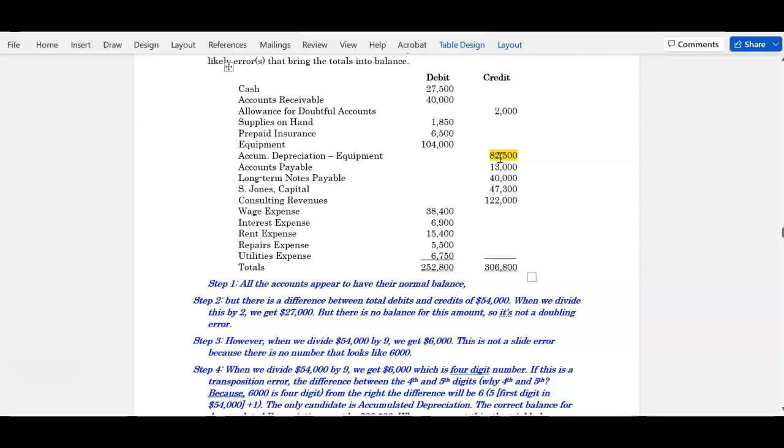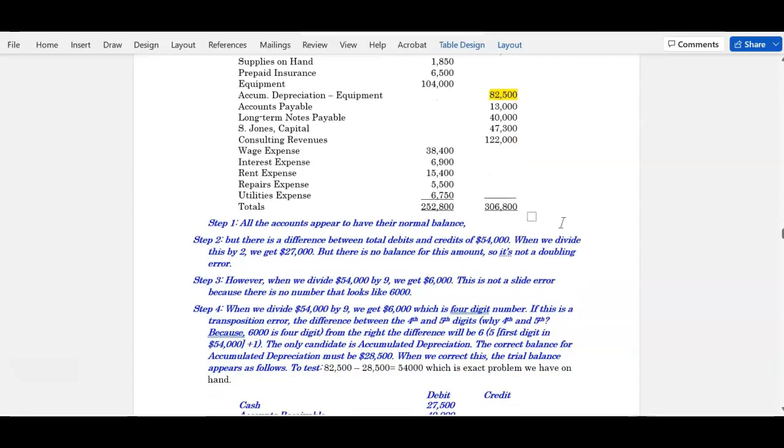Let's transpose these two, right? These two might be transposed, right? If you transpose these two, it will be what? 28,500. So here, 82,500 minus 28,500. Wow, guess what? It is 54,000. That is exactly what your problem is. Your problem is 54,000 difference, right? So guess what? That is your problem. So you got it right.